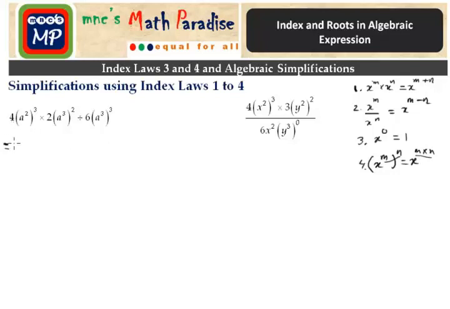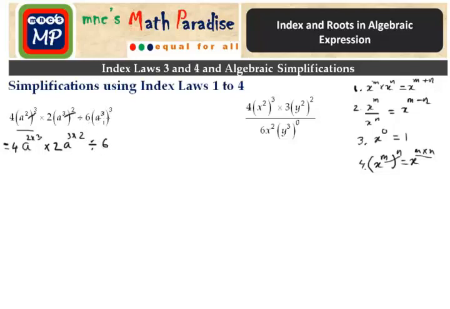So 4 will remain as it is. Using index law 4 here, (a^2)^3, these 2 and 3 will get multiplied, so we will get a to the power 2 times 3, times 2 is there. Here (a^3)^2, so these 2 will get multiplied. Using index law 4, we will get a to the power 3 times 2, and the division by 6 will remain as it is.